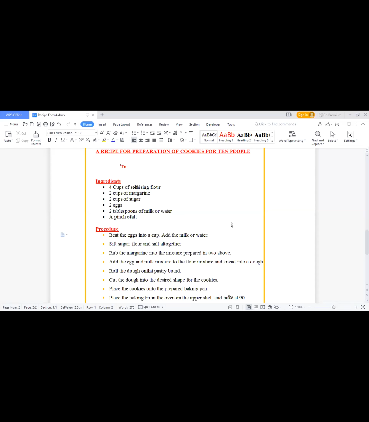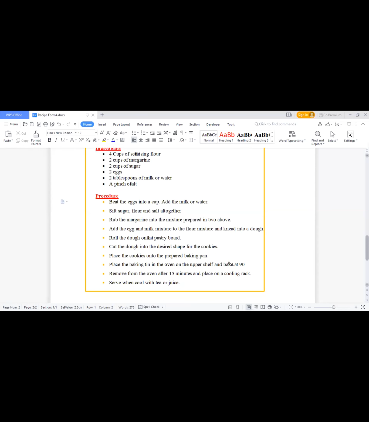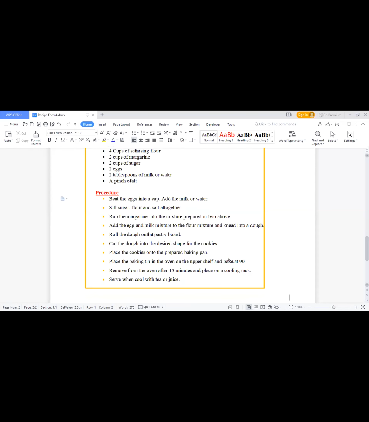I use 4 cups of flour, 2 cups of margarine, 2 cups of sugar, 2 eggs, 2 tablespoons of milk or water, a pinch of salt. Procedure: beat the eggs into a cup, add the milk or water. Sift sugar, flour, and salt all together. Rub the margarine into the mixture.